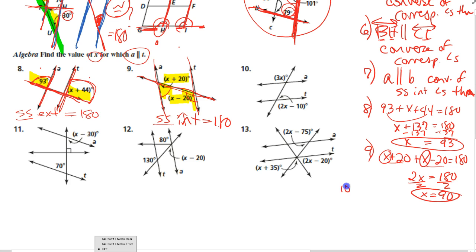Number 10. Gonna see if I can squeeze all these in here. Number 10, transversal, possibly parallel. The angles that I'm talking about are up here and down here. What relationship would these have?